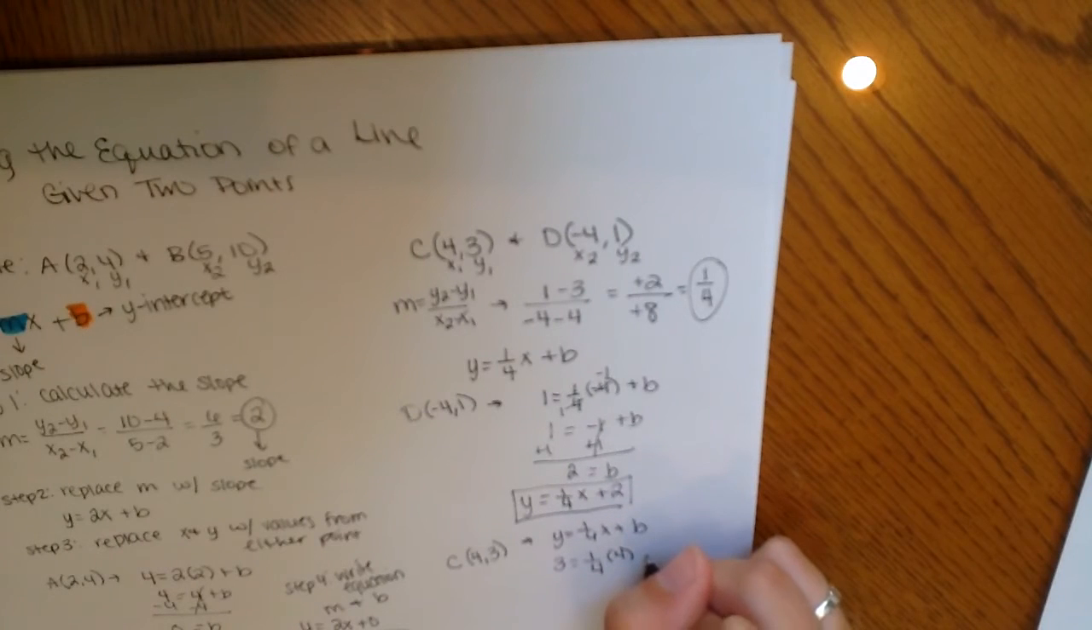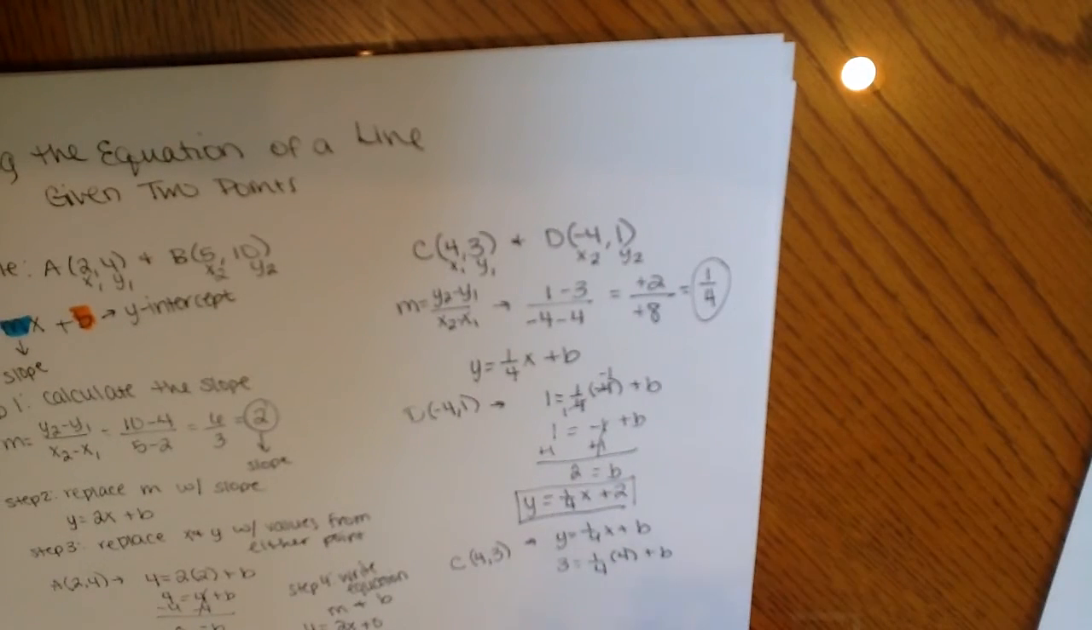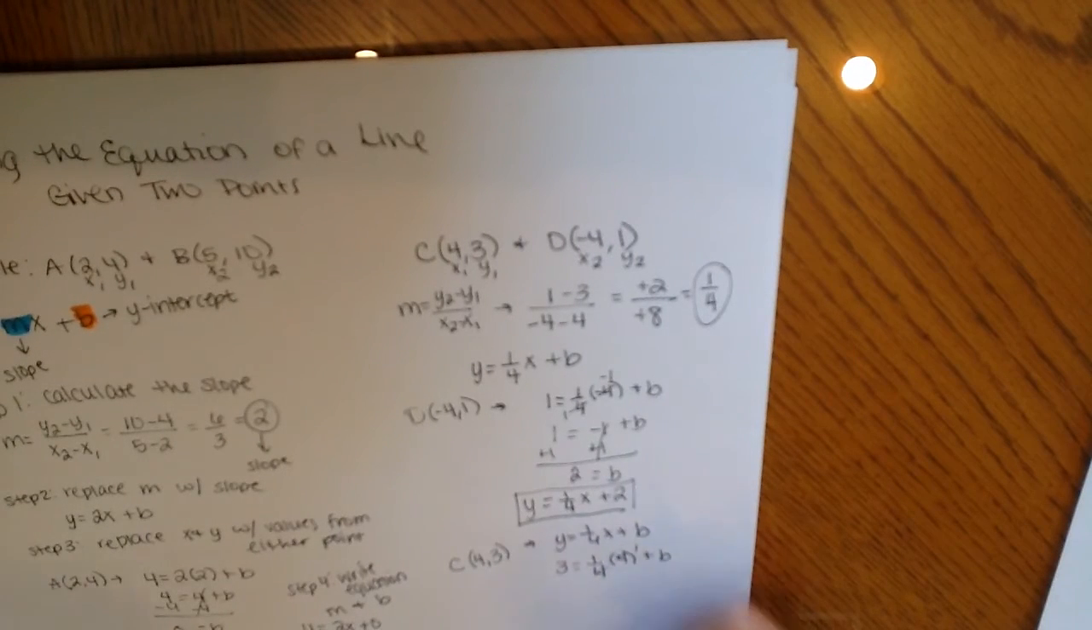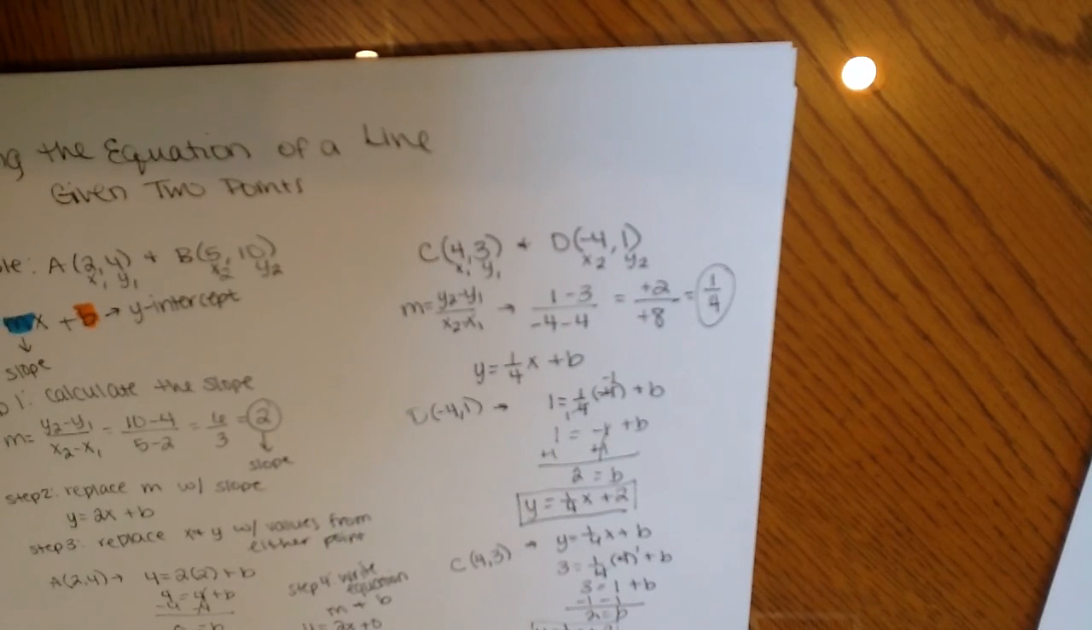times 4 plus b. 1/4 times 4, cross cancel. Get 1 times 1 is 1 plus b equals 3. Subtract 1, and 2 is equal to b. So again, we have the same y-intercept. So the formula is y equals 1/4 x plus 2 again. So both points work. I hope this has been helpful for you in finding the equation of a line through two given points.